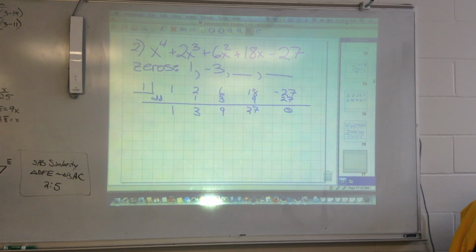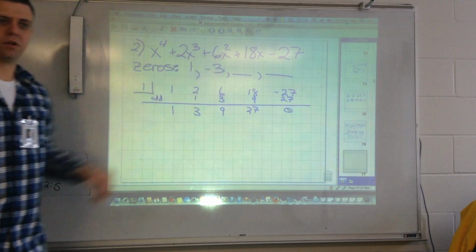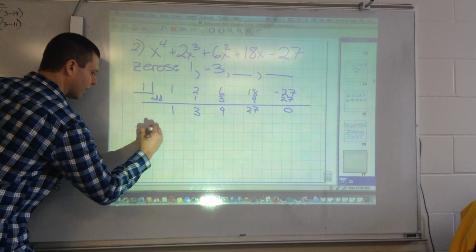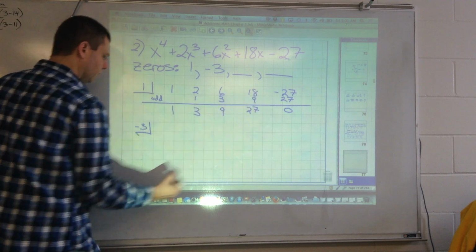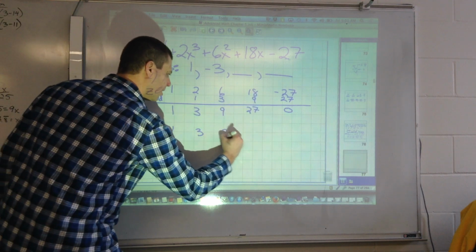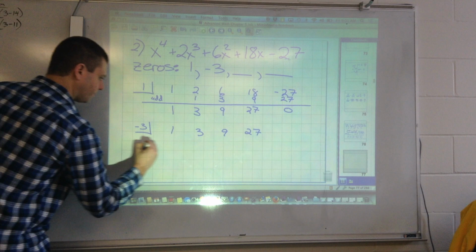Well, so now all you do is you use the other 0 and do it again. So I put negative 3 in the box. I use all these numbers.